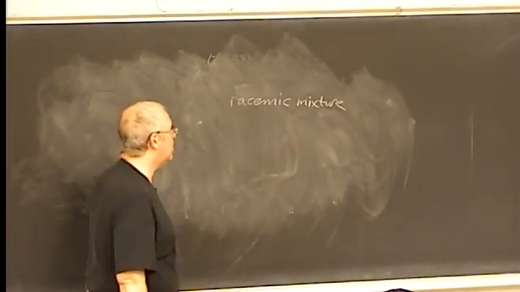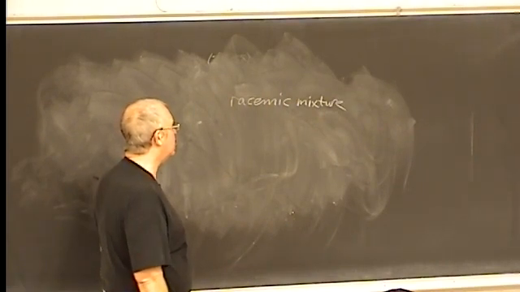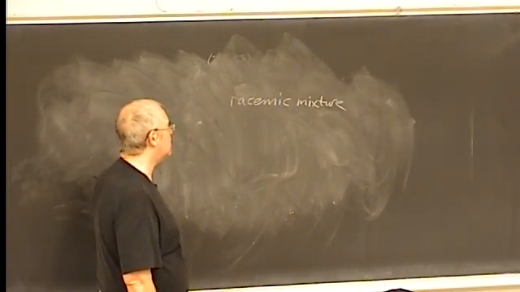A racemic mixture is an equimolar mixture of two enantiomers, an exact 50-50 mixture of two enantiomers. A racemic mixture is optically inactive. We say it's achiral.